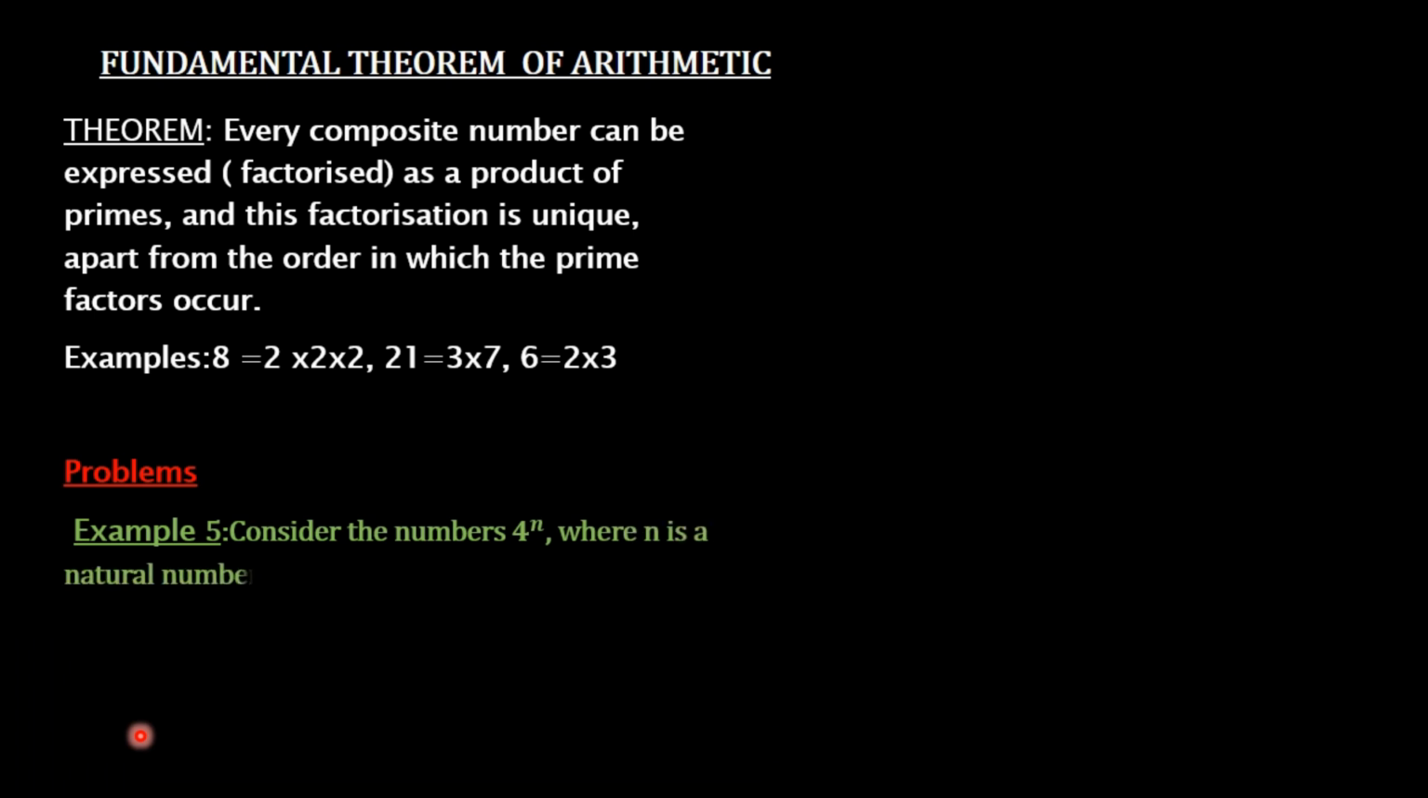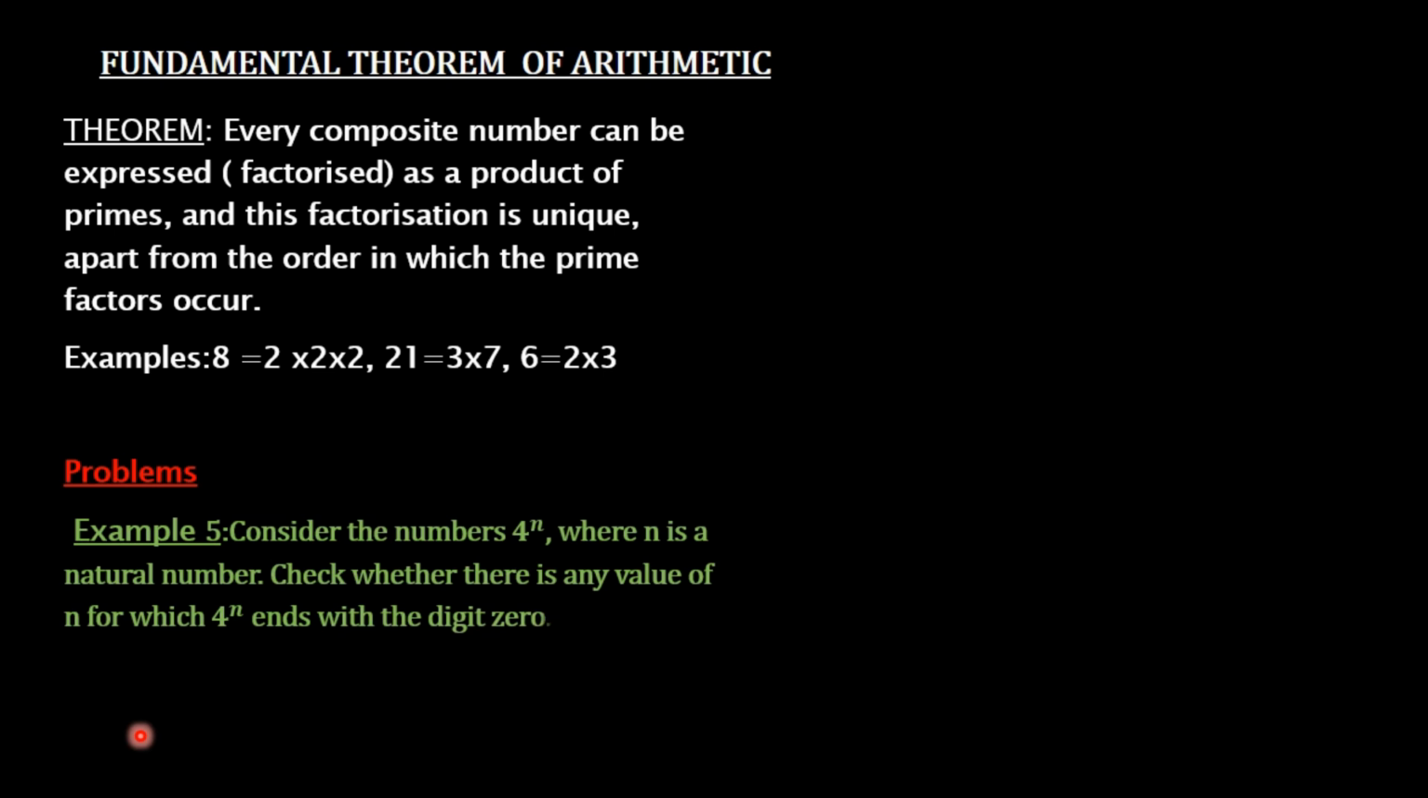Consider the number 4 raised to n, where n is a natural number. Check whether there is any value of n for which 4 raised to n ends with the digit 0. What we are going to use here is the fundamental theorem of arithmetic, to investigate whether 4 raised to n ends with the digit 0.